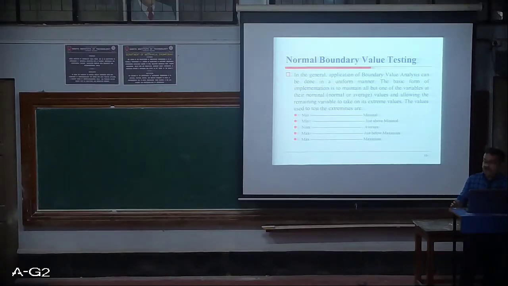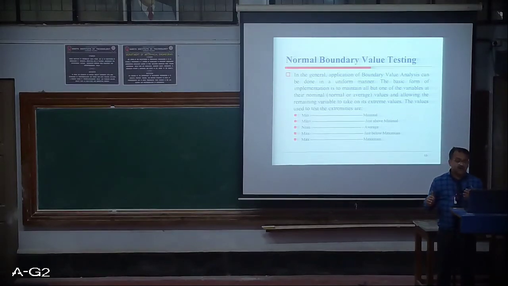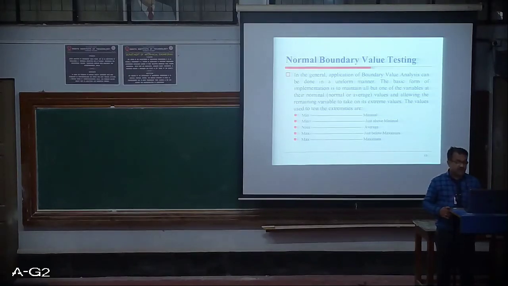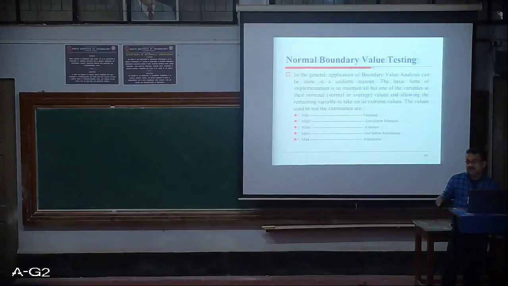Boundary value analysis can actually be done in a uniform manner. The basic form of implementation is to maintain one variable at the nominal value in between, that is in the valid range. It can be anywhere in the valid range, maybe a normal value, or we can consider an average value as well, and allow the remaining variables to take the extreme values in the valid range. So in normal boundary value testing, we don't consider the invalid parts here. We consider only the valid range.